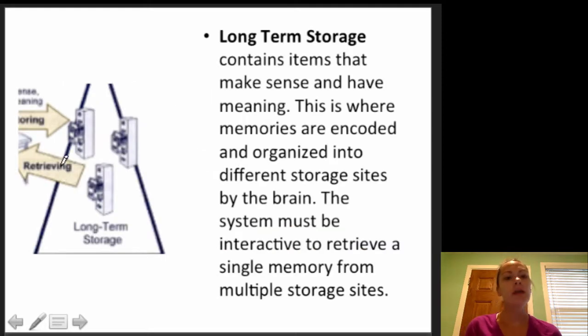Now, long-term storage, that's going to be where we're going to have things that make sense. So it has to make sense to us, and it has to have some sort of meaning to us, okay? This is where your memories are encoded, okay, and organized into different storage sites by the brain. So you can see 3 different storage sites, okay? The system is going to be interactive because if we are recalling a single memory, it's not just coming from like one spot. It's going to be coming from different places.